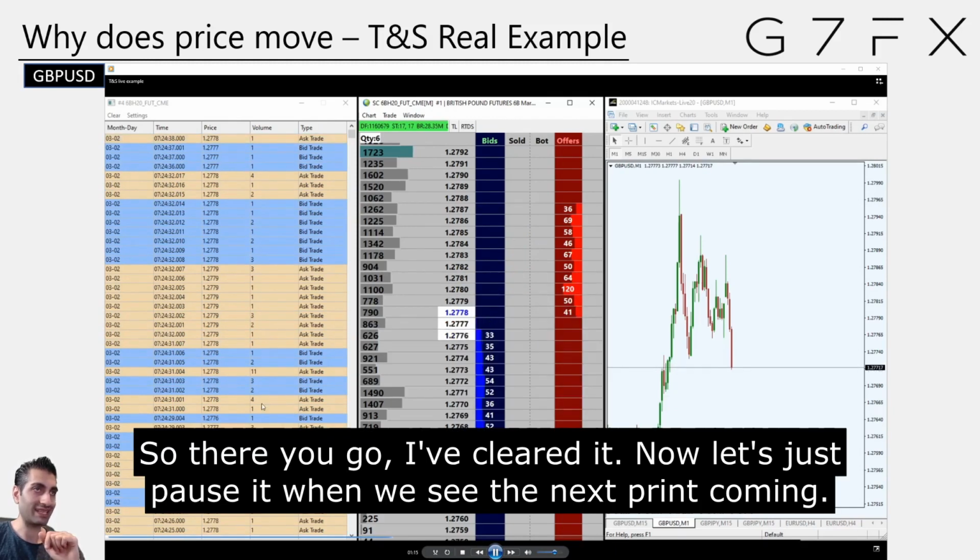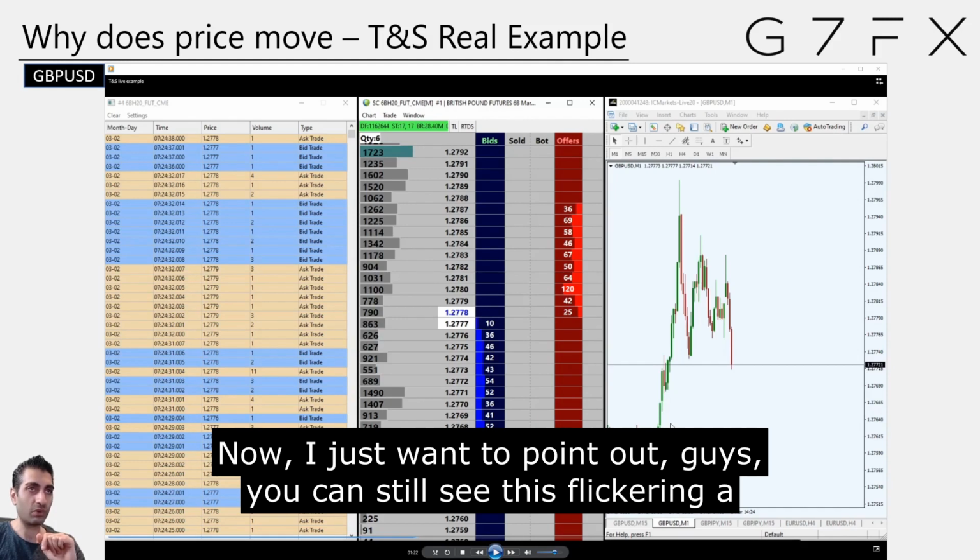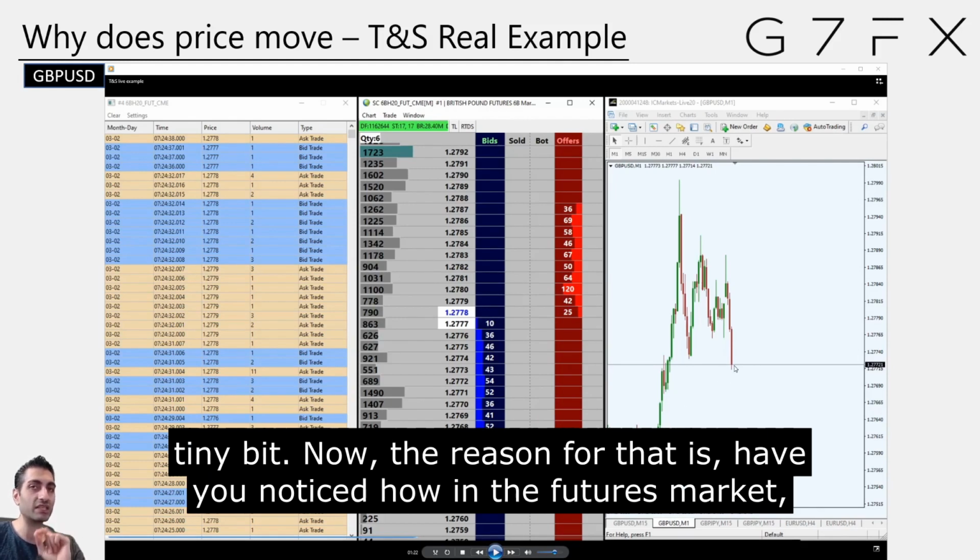So there you go, I've cleared it. Now let's just pause it when we see the next print come in. Now I just want to point out, guys, you can still see this flickering a tiny bit.